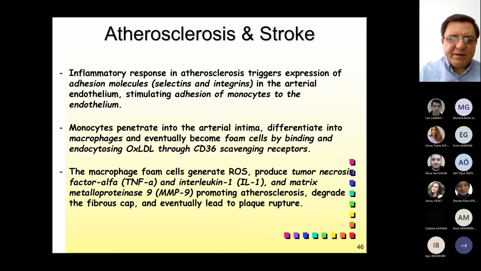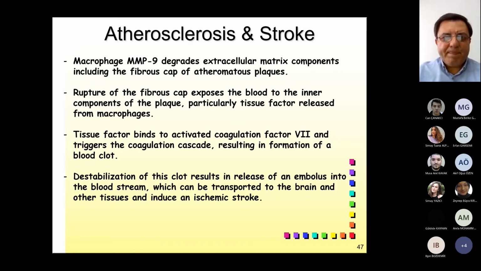And here the CD36 scavenging receptors are also important. And these macrophage foam cells generate reactive oxygen species, and produce more and more tumor necrosis factor alpha, interleukins, and matrix metalloproteinase 9. So these all make some contribution to promoting atherosclerosis and degrading the fibrous cap. And then the plaque is ruptured and goes to other peripheral tissues.